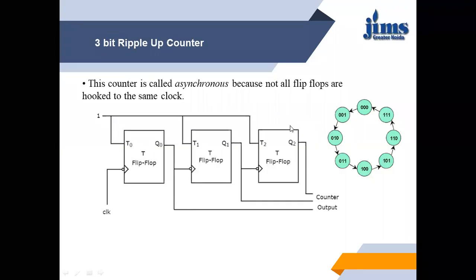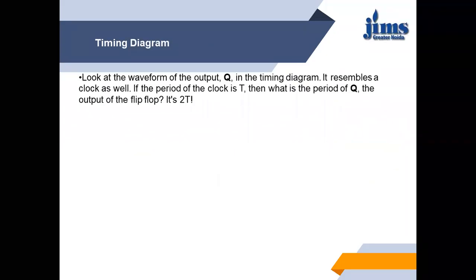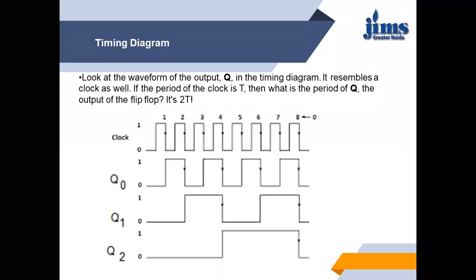So how it works will be much easier to discuss with the help of the timing diagram. Here, this clock is nothing but your master clock. We have used 8 cycles, 8 clock pulses. Let us assume that initially all flip-flops are cleared, meaning all flip-flops' stored value is 0, 0, 0.